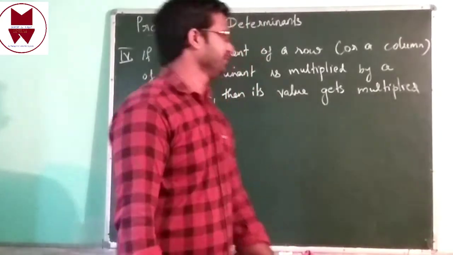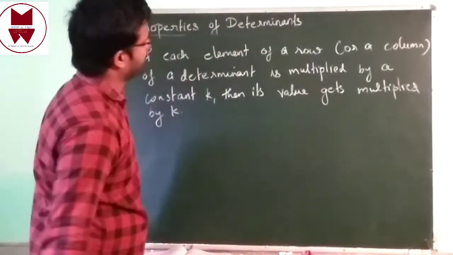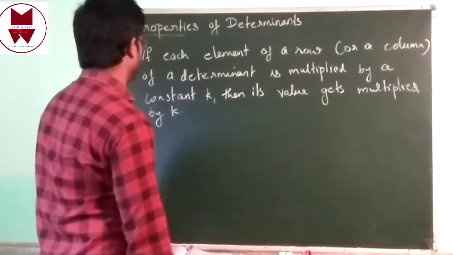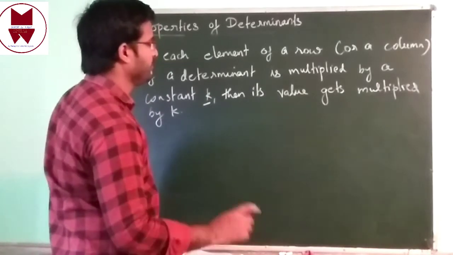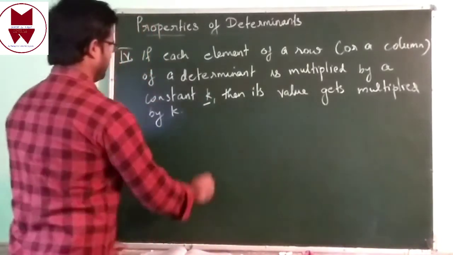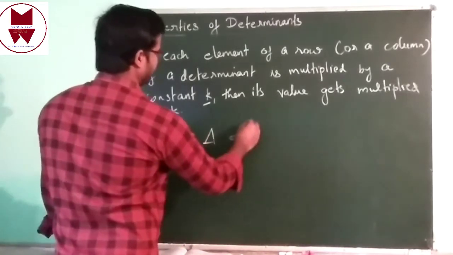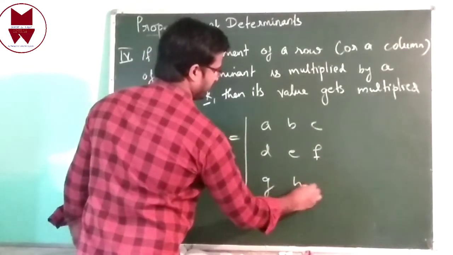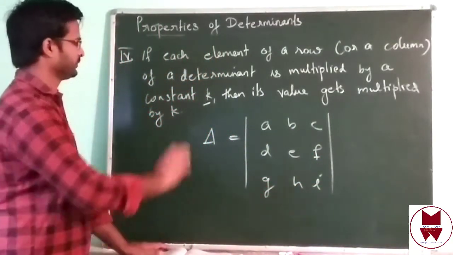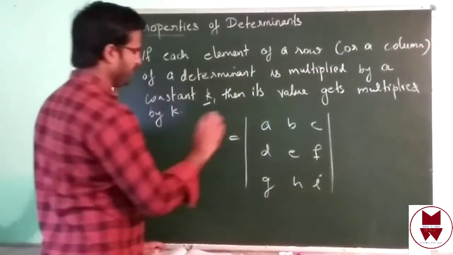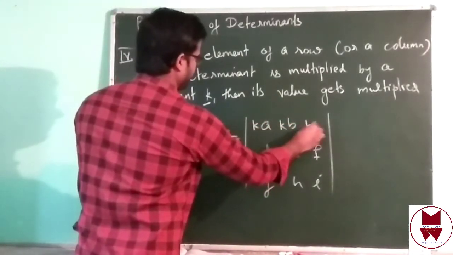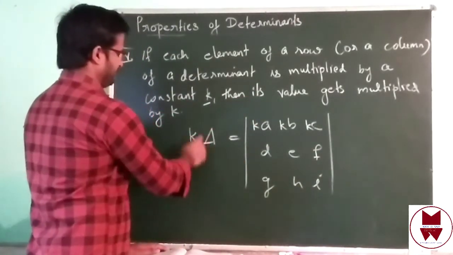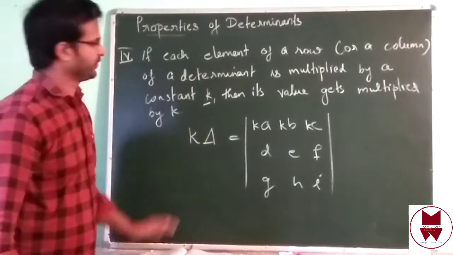Now we can see property number 4. If each element of a row or column of a determinant is multiplied by a constant k, then its value gets multiplied by k. We can see one example. Delta: A, B, C, D, E, F, G, H, I. This is one determinant. Then if you multiply the whole first row by k, kA, kB, kC, that time the value of the determinant, in here also, you have to multiply by k.